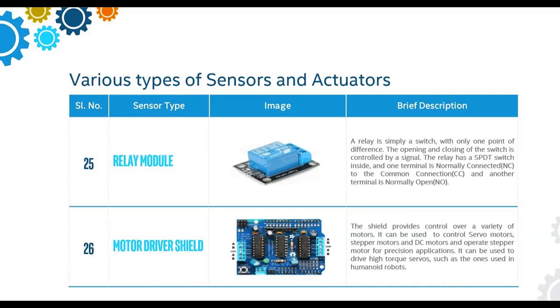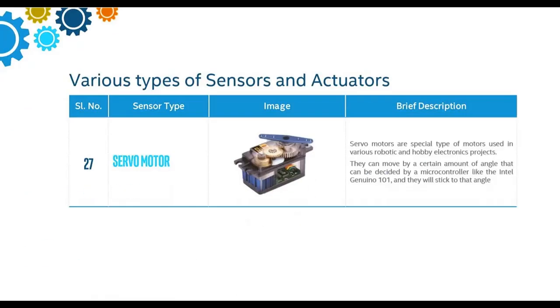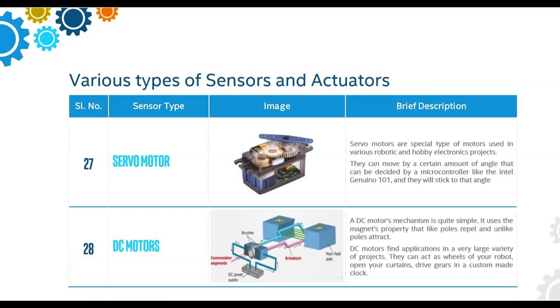For that purpose we require drivers. A motor cannot connect directly with the controller, so we require drivers in between the motor and the controller. So this is one of the drivers. We have the servo motor. Servo motors are special types of motor used in various robotics and hobby electronics projects. They can be moved to a certain angle, 90 degrees, 45 degrees, 180 degrees, as directed by the microcontroller like the Intel Genuino 101, and they will stick to that angle itself. So we can make a proper program and then achieve a proper angle by using this program.